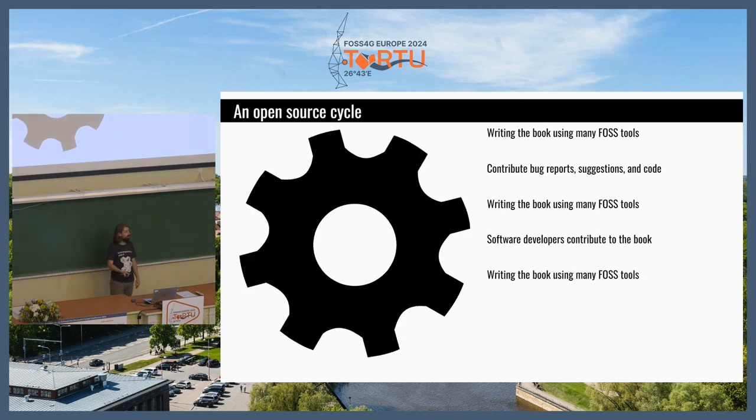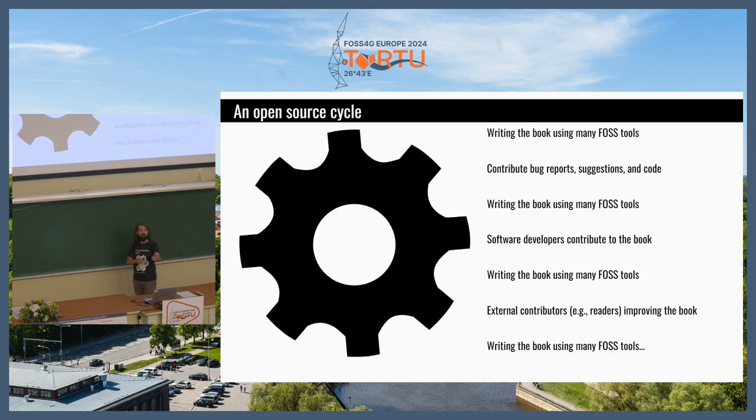And what we discovered after a few months is that those software contributors whose repositories and projects we contributed to started contributing back. For example, they started adding suggestions. Or if we wrote something that was maybe not totally accurate, they were correcting us. Or maybe they were even writing small paragraphs. So they were giving back to our project. And then we're writing the book using those tools, and we started having more and more external contributors.